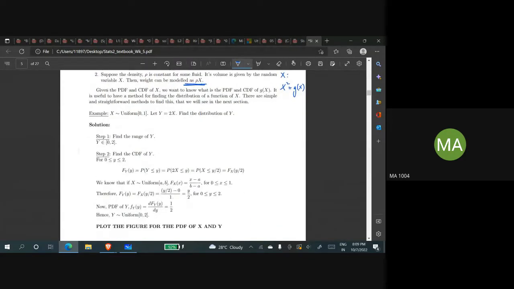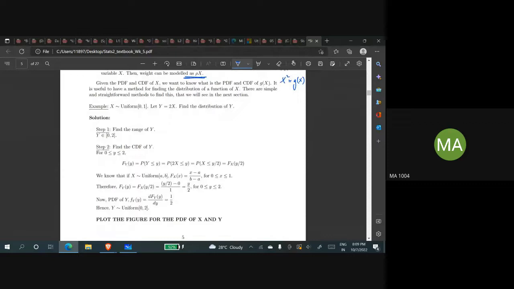Now you have a very simple example here. The example says, let x be uniform in 0 1. So you have a random variable x, and you say it is uniform in 0 1. Uniform in 0 1 means, what is the density? What is the PDF for this?